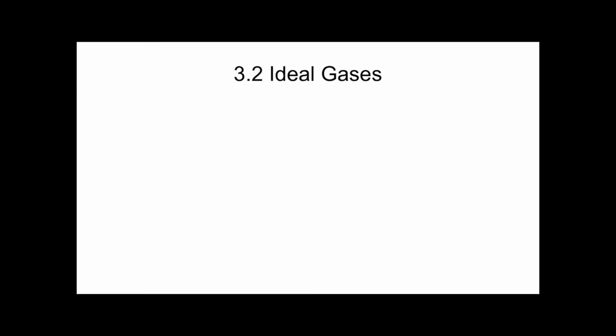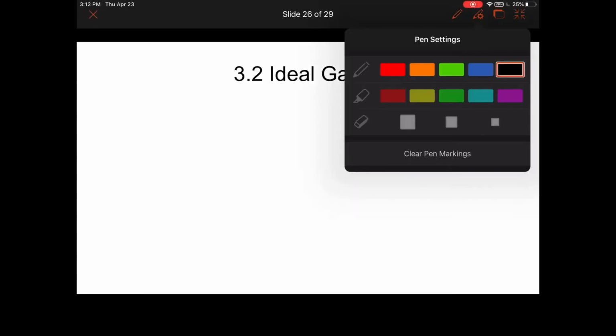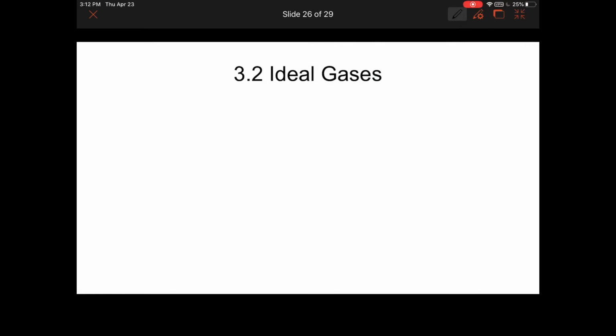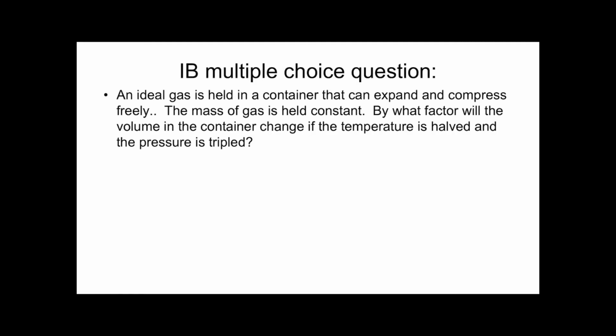In this video, I'm going to use some of the ideal gas concepts to solve an IB question that actually doesn't involve numbers, but rather it involves more ratios and factors. This is the question at hand. An ideal gas is held in a container that can expand and compress freely. The mass of gas is held constant. By what factor will the volume in the container change if the temperature is halved and pressure is tripled?